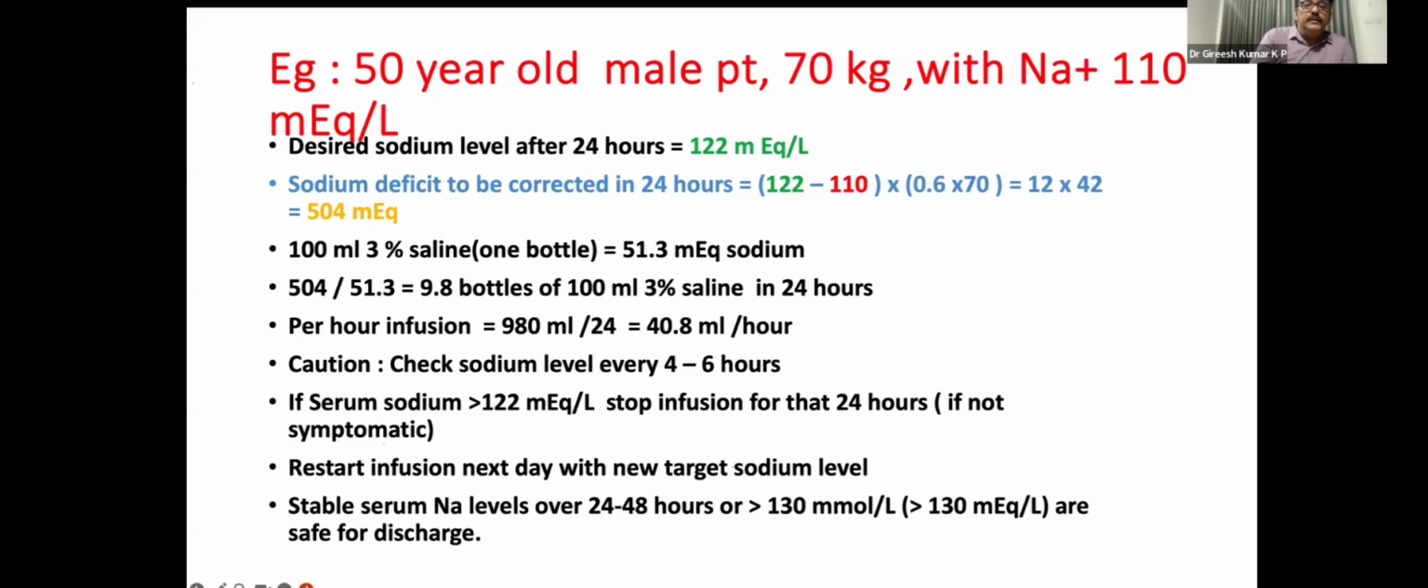So you can calculate it easily. And if the sodium correction within 24 hours has achieved 122, in this case, we have to stop the infusion. No need to continue after that. No need to correct more than 12 milliequivalents in that day. You have to look at the patient. If the patient is clinically stable, clinically improved, then it is better to stop the infusion, wait for the next day, and restart the infusion according to the sodium levels in that patient.